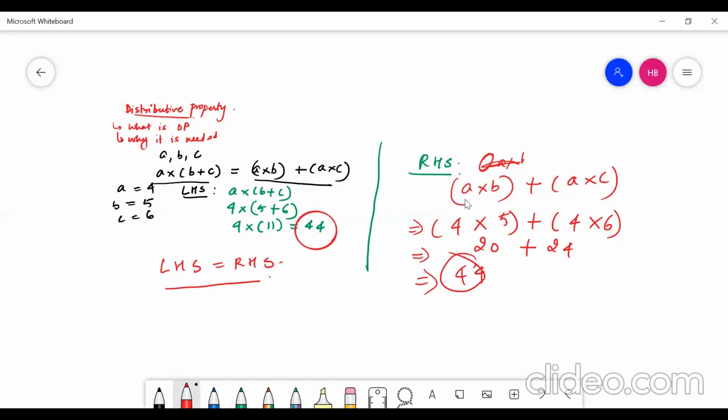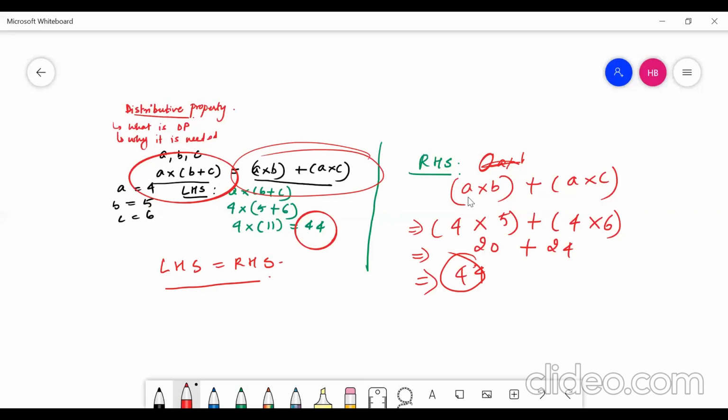So it doesn't matter if you solve A, B, C in this form or in this form. I'm going to get the same answer. It means both the forms are interchangeable. Now this will answer our second question: why is distributive property required?